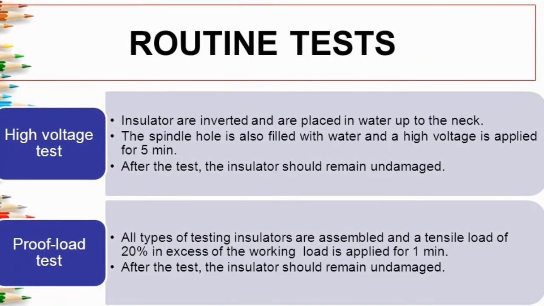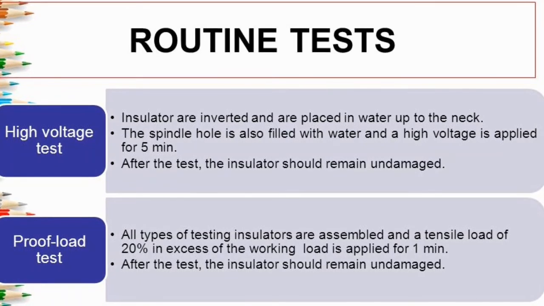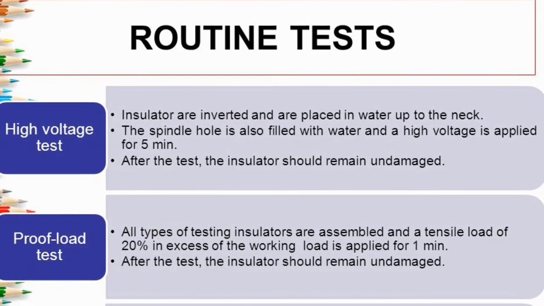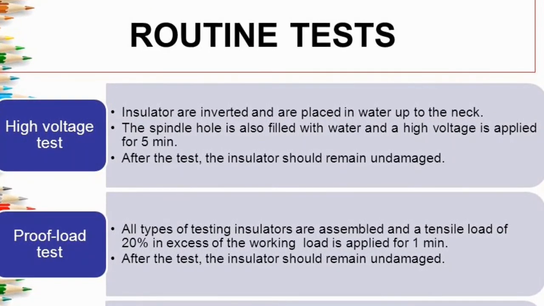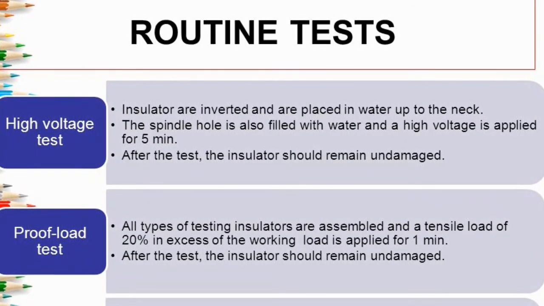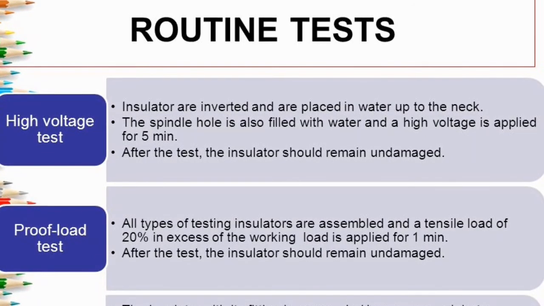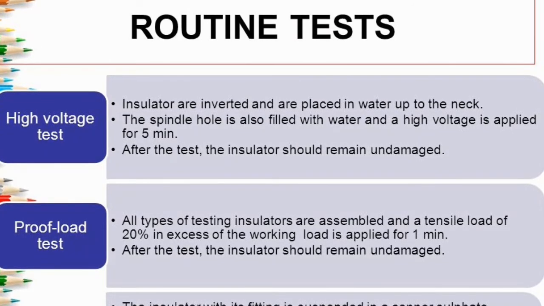So what are the routine tests of an insulator? One is the high voltage test, the second is the proof load test, and the third is the corrosion test. In the high voltage test, insulators are inverted and placed in water up to the neck. The spindle hole is also filled with water and a high voltage is applied for 5 minutes. After the test, the insulator should remain undamaged.